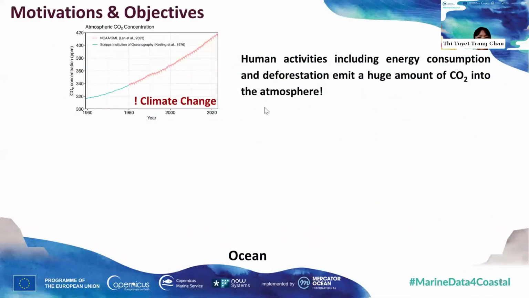And some motivation and objectives of our research. Here, as we know, human activity emits a huge amount of greenhouse gases into the atmosphere, of which 50% is CO2, carbon dioxide. At the beginning of the industrial era, the CO2 concentration was estimated lower than 300 parts per million, and CO2 emissions have continuously increased, reaching nearly 420 parts per million in 2020.